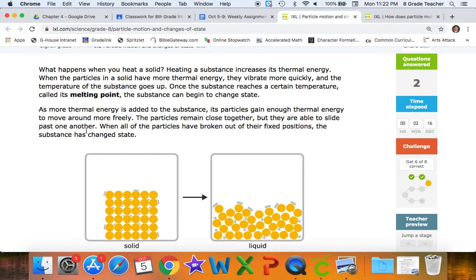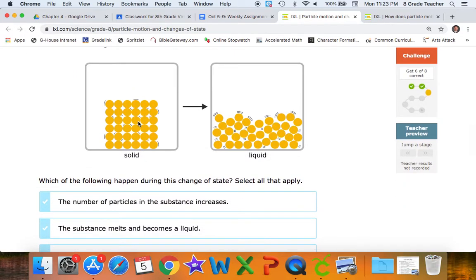As more thermal energy is added to the substance, it gains enough thermal energy to move around more freely. The particles remain close together, but they are able to slide past one another. When all the particles have broken out of their fixed positions, the substance has changed state. Which of the following happened during this change of state? Select all that apply.